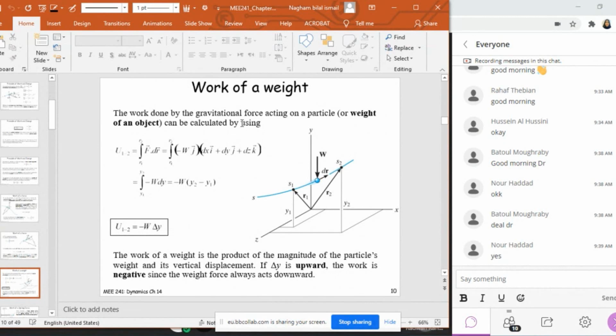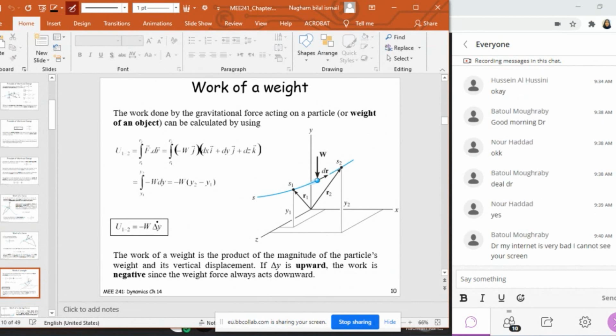For the weight, I can use both equations. In this case, minus W times delta Y. Such an equation can be applied whenever I know delta y or delta h, which is the height between these two states. Or you can use plus or minus mg delta s in absolute value, cosine of the angle between them.